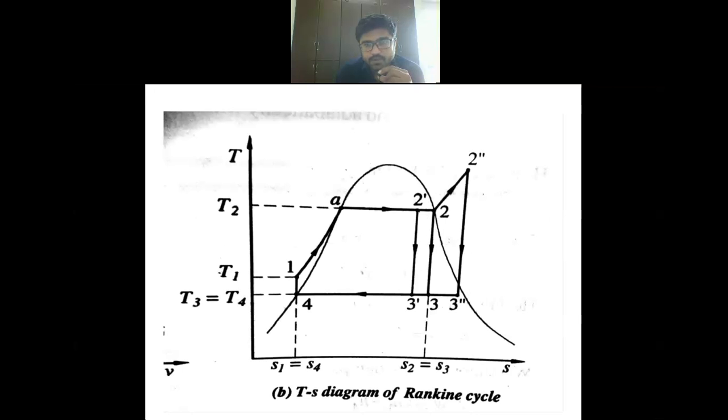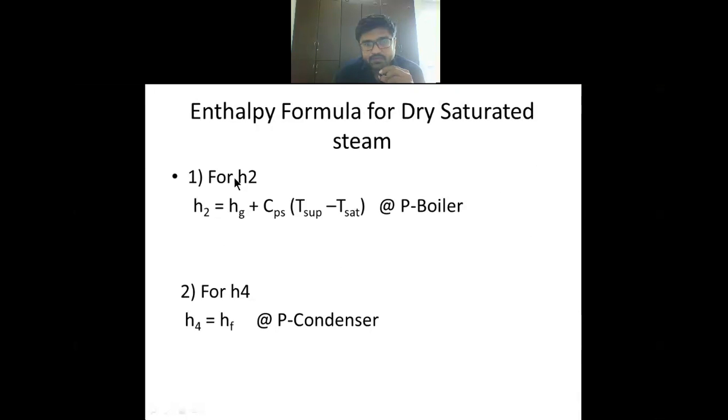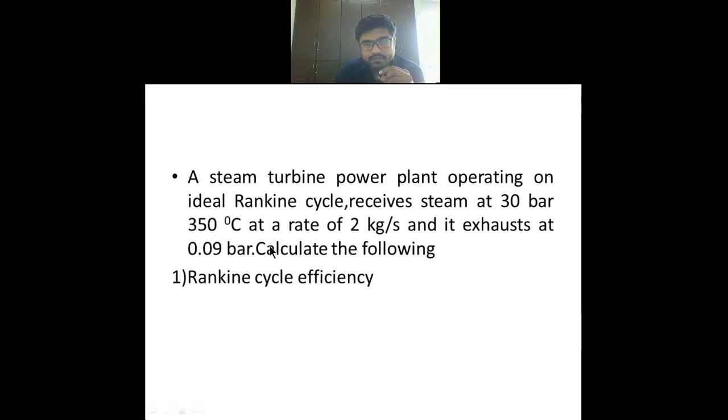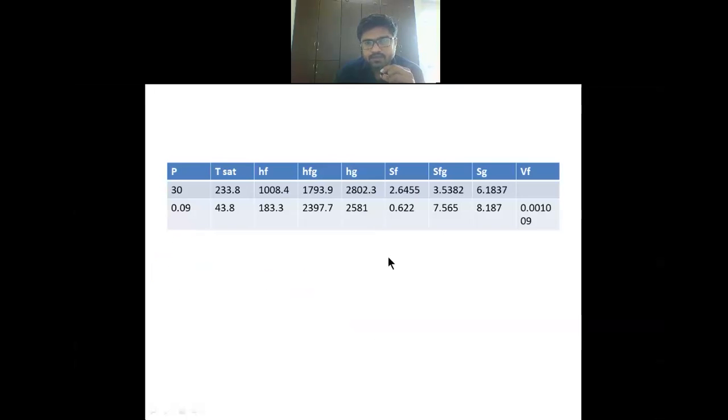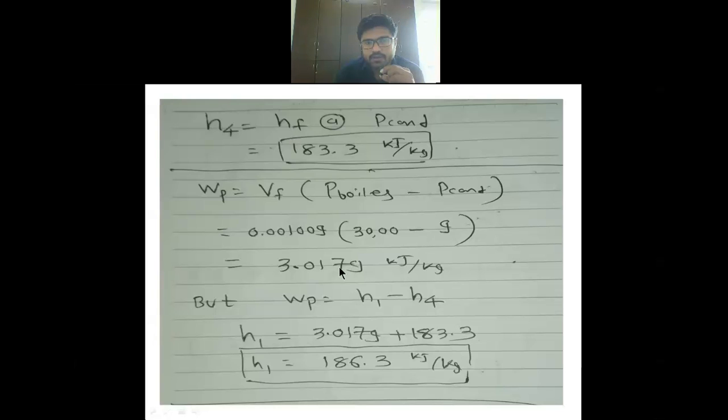We discussed the superheating condition. Then these are the formulas for H2, H4, H1, and H3. But as I mentioned here, this formula is only for this condition. If this condition is satisfied, only then you have to use this formula. Otherwise, not. Clear? But in most cases, this condition is satisfied, so at that time we always use this formula. So these are the formulas. This is the data. This is the table. Then we solved all the numericals.